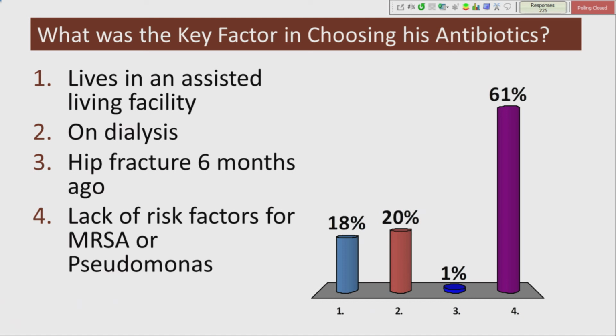Okay, so a similar split. Most of you said lack of risk factors for MRSA or Pseudomonas, and then some of you said lives in an assisted living facility and on dialysis. So just to backtrack to the first question, I think the most correct answer is what most of you said, which is ceftriaxone and azithro, and I think the reason for that is because he has a lack of risk factors for MRSA or Pseudomonas. So we're going to go through this in detail in terms of how to think about choosing a regimen and what the new IDSA guidelines say.